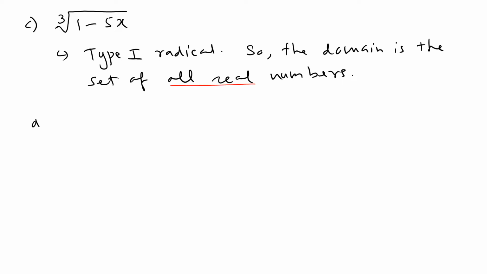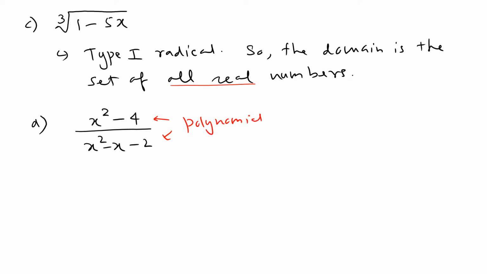So part D, let's look at a rational function. Let's say we have x squared minus 4 divided by x squared minus x minus 2. This is a rational function. This is not a fractional expression, because you see both are polynomials. This is what we normally call the rational function.